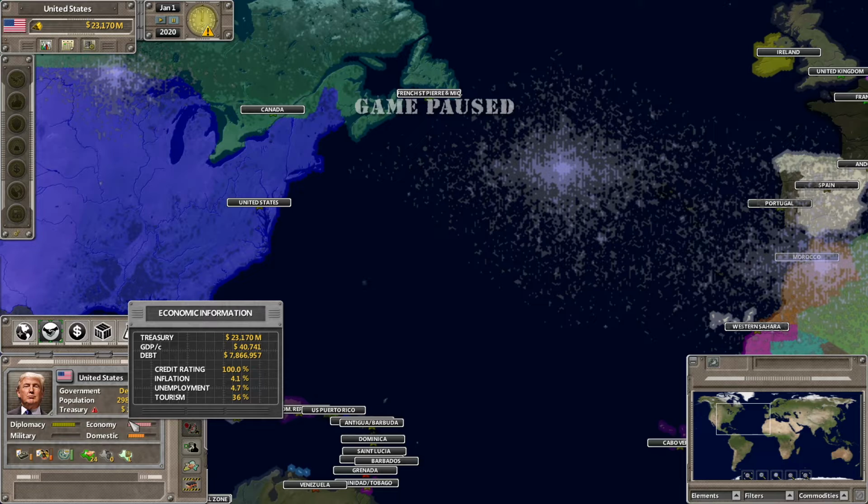The next thing that we can see here is debt. This is the amount of money that you have taken out and then put into your treasury that you now owe back. This does not include interest, and it will never include interest. Interest payments are actually done directly in this game.